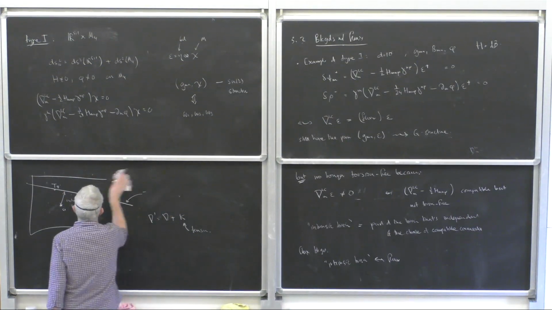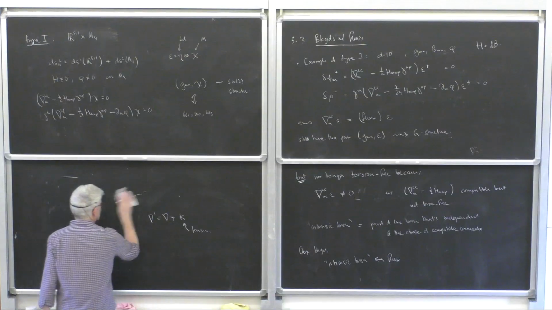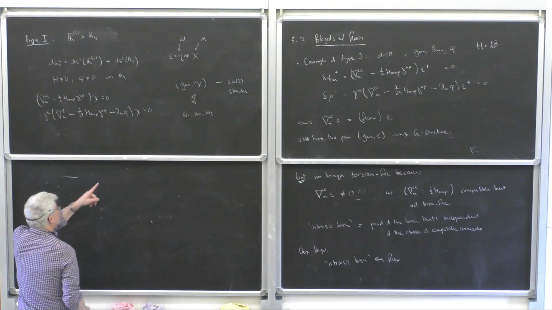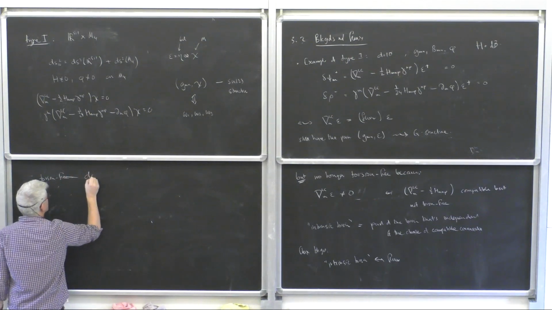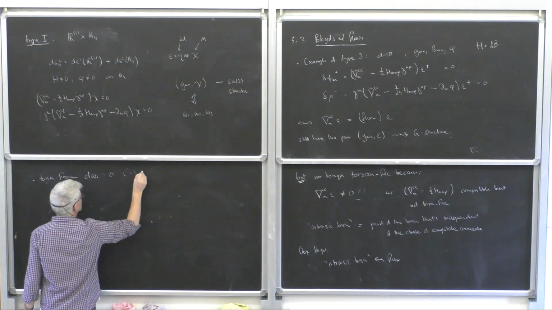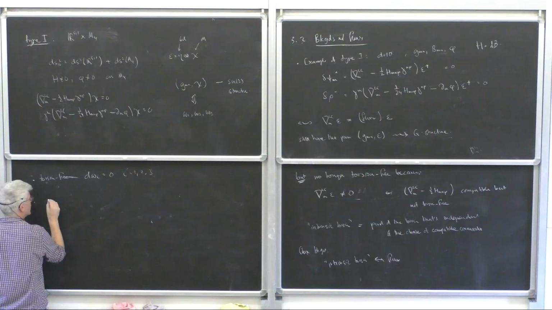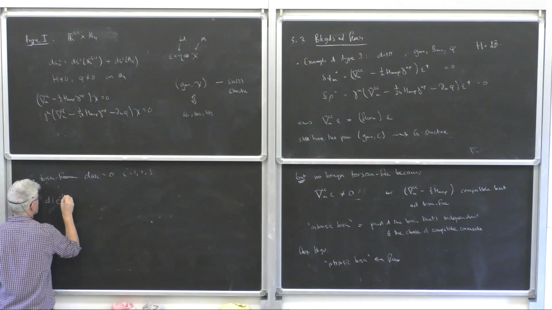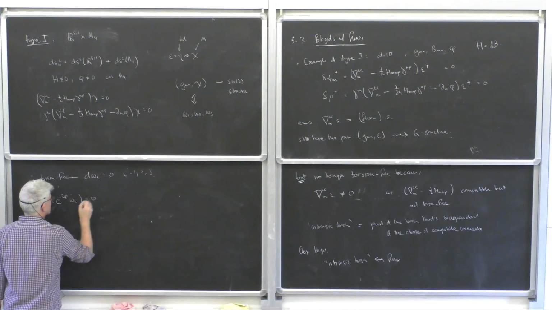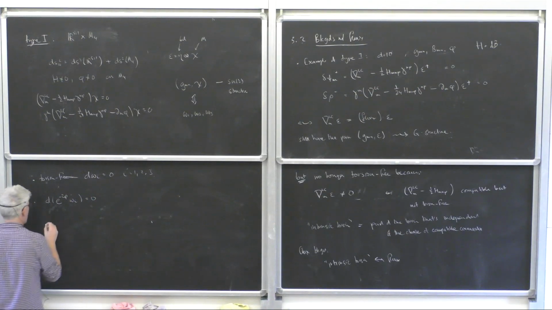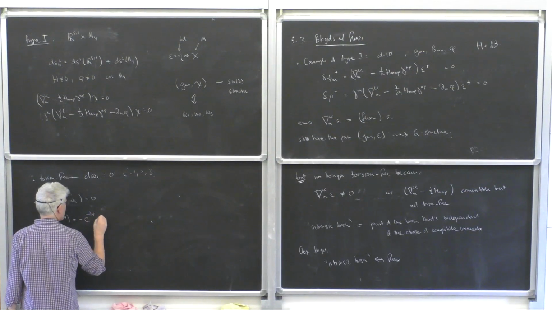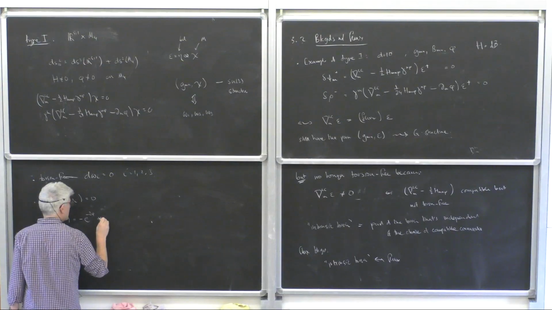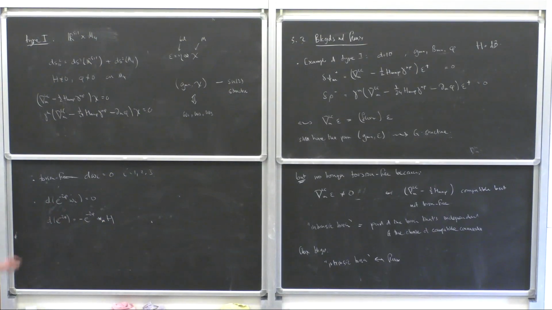So you find that instead of being closed, so if it was torsion-free, you would say d omega_I is 0, for I is 1, 2, 3. What do you actually find? You actually find that d of e^(-2 phi) omega_I is 0. And you also find that d of e^(-2 phi) is minus e^(-2 phi) star in full on M of H. So solving those equations is equivalent to these equations.